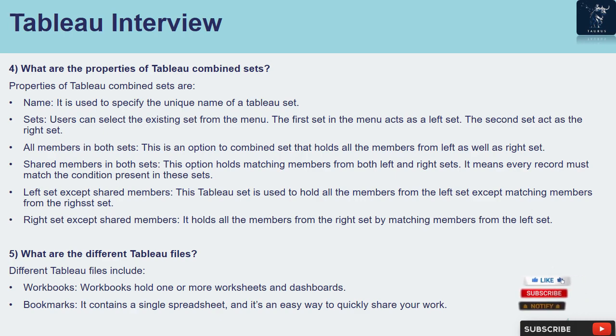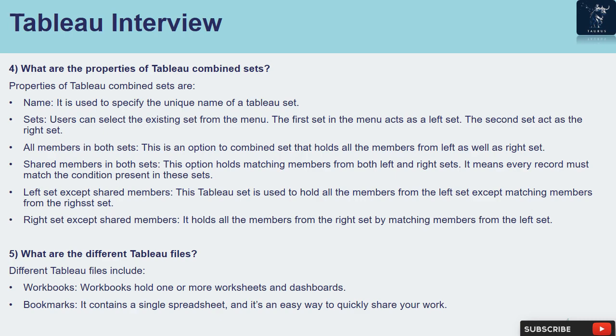Properties of Tableau Combined Sets are: Name, it is used to specify the unique name of a Tableau set. Sets, users can select the existing set from the menu. The first set in the menu acts as a left set. The second set acts as the right set. All members in both sets, this is an option to combine sets that holds all the members from left as well as right set. Shared members in both sets, this option holds matching members from both left and right sets. It means every record must match the condition present in these sets.